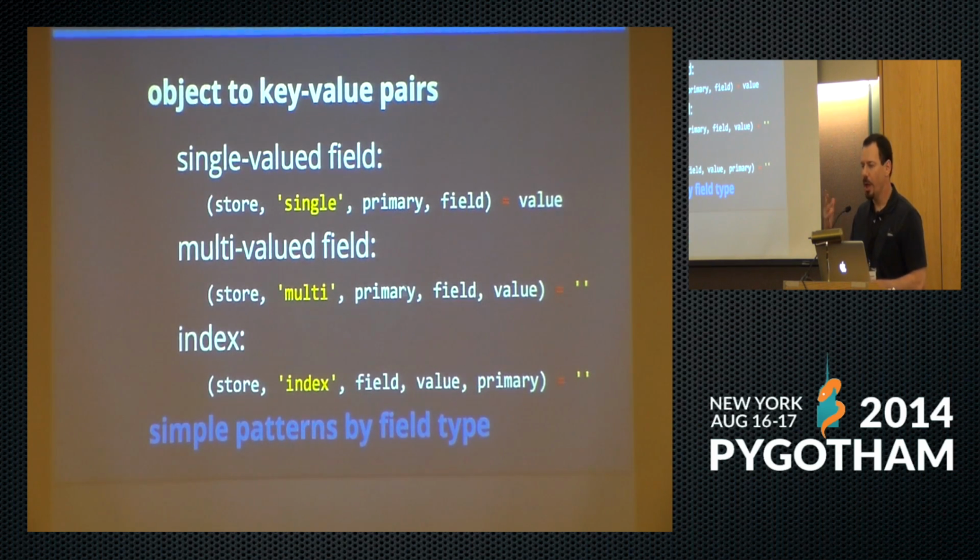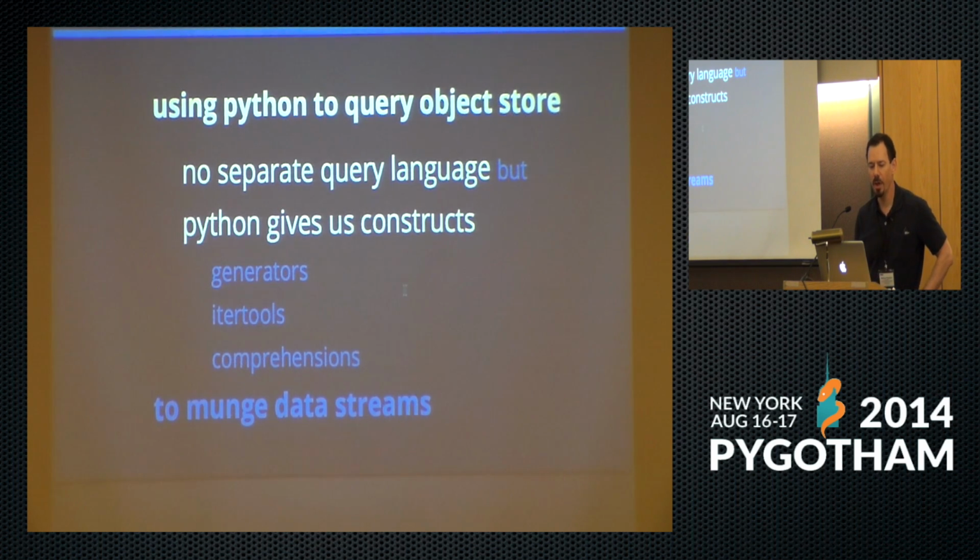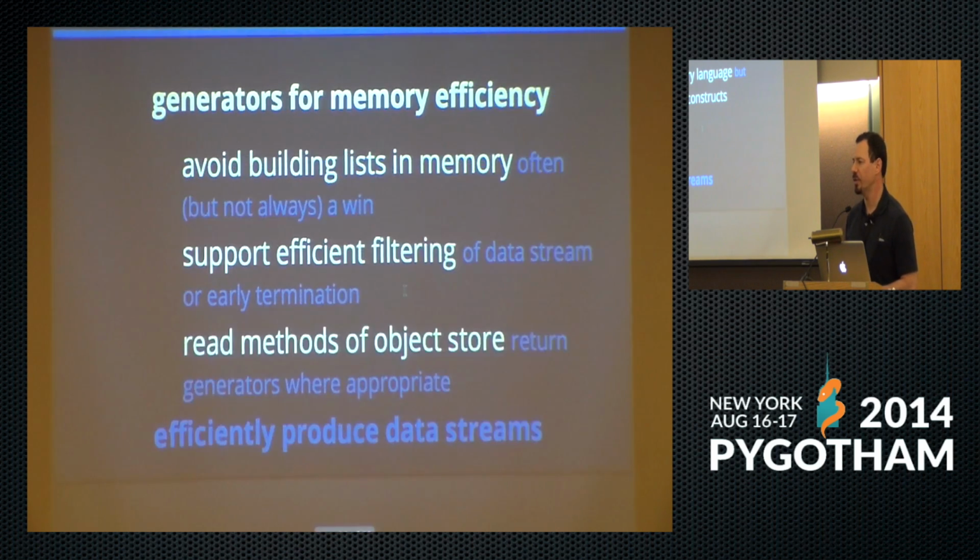Okay, so you can look at the code on GitHub and see an example of how this works, but we can have single-valued fields, multi-valued fields, we can index fields, and it's all a matter of taking advantage of the ordering of those keys in the database. So the key value store itself exposes no query language, but it turns out that it's very easy to query the data simply using the tools that Python gives us. We can use generators, itertools, comprehensions to very efficiently munge this kind of data.